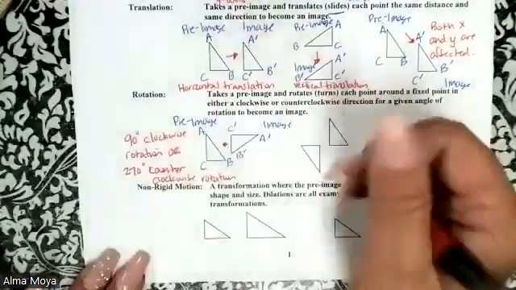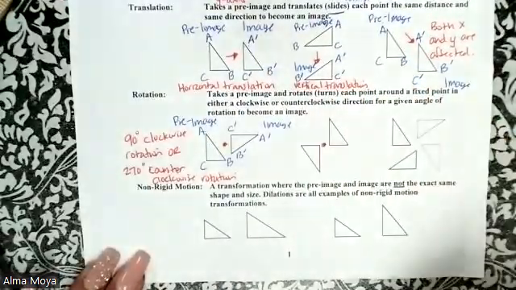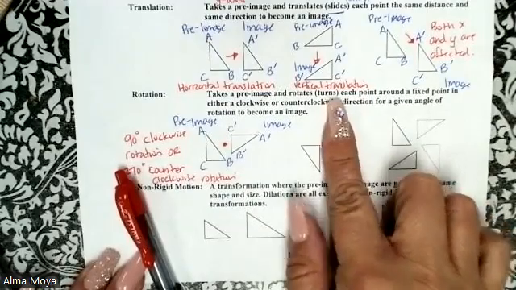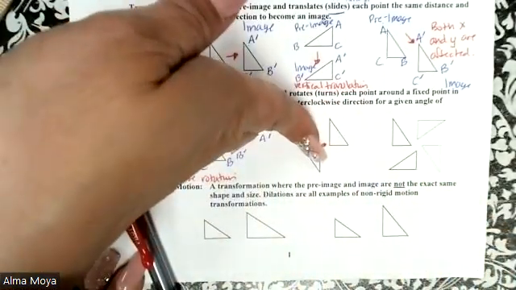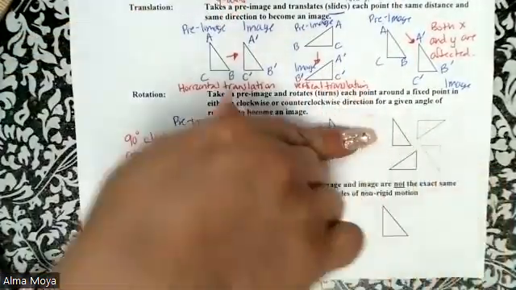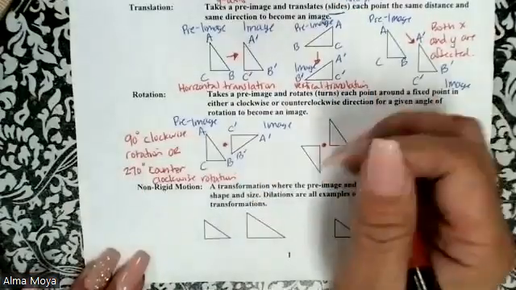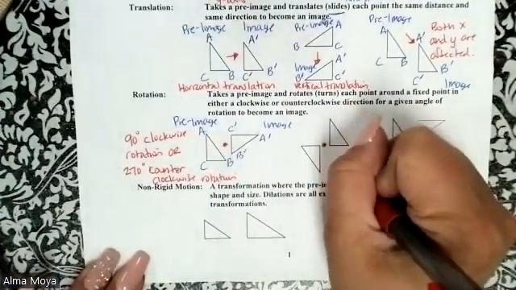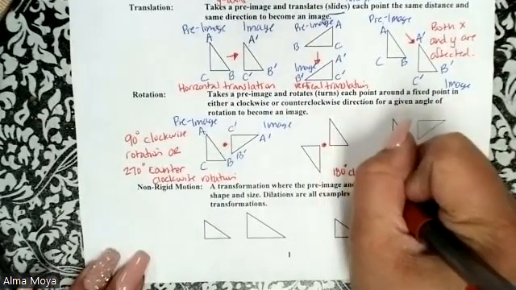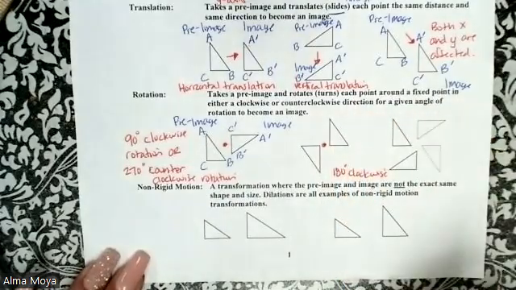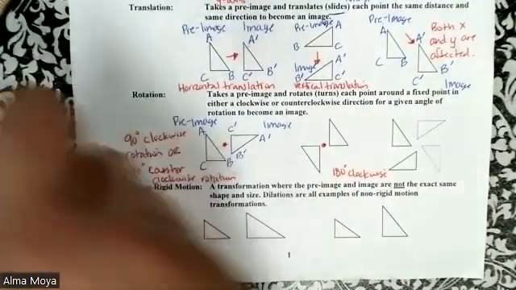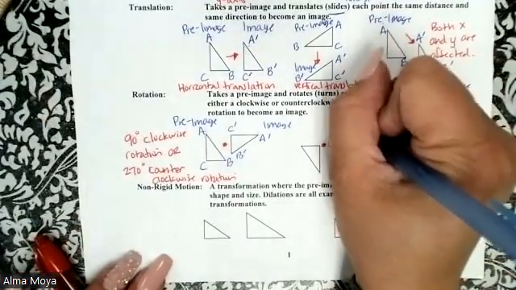On this one, there's my fixed point. It's going from here and it flips it all the way down here. So I just basically went a 180. I'm not sure if you guys can see that. So this is a 180 degrees clockwise or 180 counterclockwise.